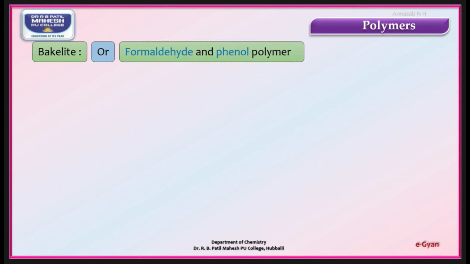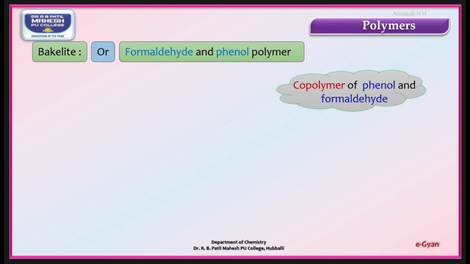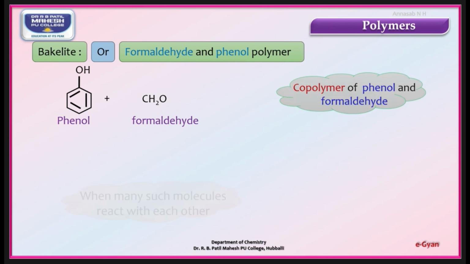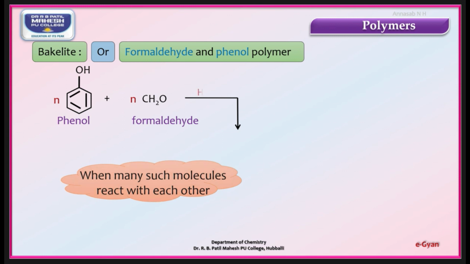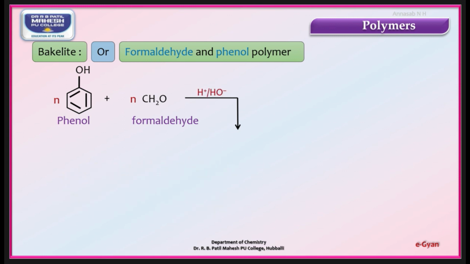Going to the next one, preparation of bakelite, one of the most important preparations. Bakelite is also known as formaldehyde and phenol polymer, or copolymer of phenol and formaldehyde. You are very familiar with the structure of formaldehyde and phenol. Phenol is C6H5OH, whereas formaldehyde is HCHO or CH2O. When n times of these components, phenol and formaldehyde, are reacted together, there is a removal of water molecule, again coming under condensation polymerization.